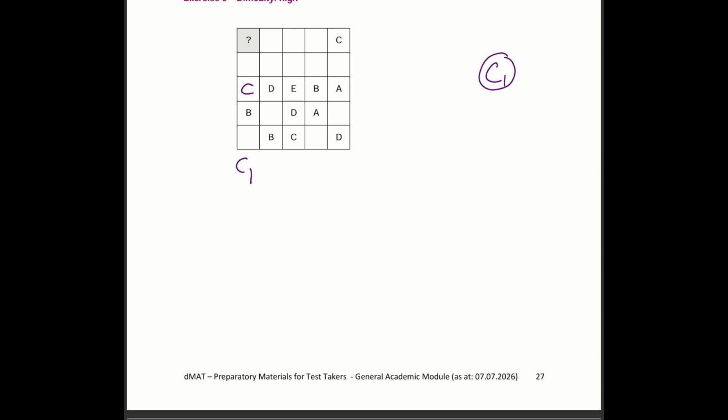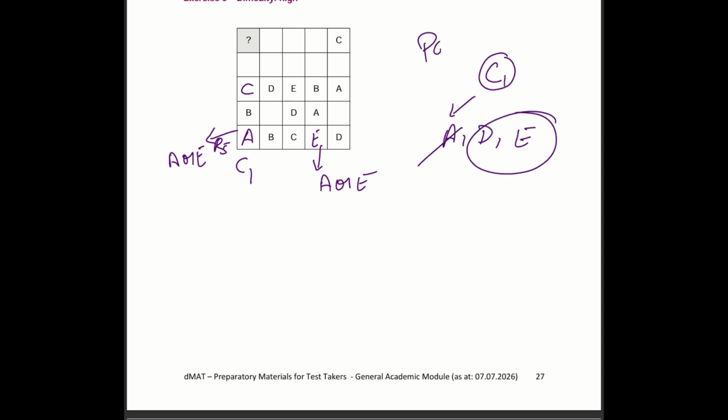Okay, so here's C. Now this is the column number C1. Possible choices are A, D, or E. Here the choice would be A or E for row number 5. But A is already present here, so E and A. So only two choices are left for column C1, that are D and E.